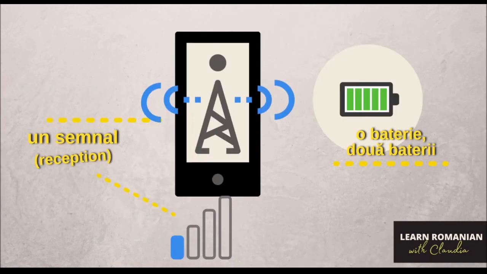And finally, talking about phone reception and battery. Essential stuff, right? The word for reception is semnal. It literally means signal. So, un semnal. Battery, almost the same as in English. O baterie. Două baterii. So, un semnal and o baterie, două baterii.